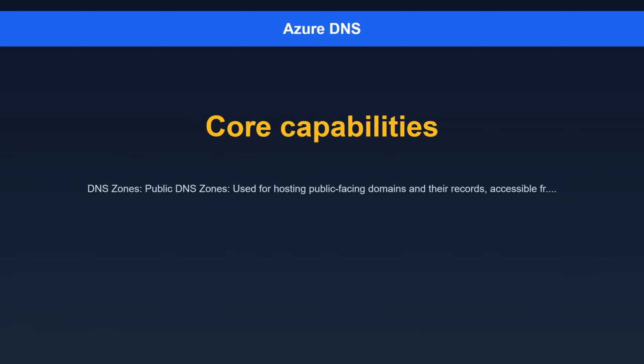DNS zones. Public DNS zones: used for hosting public-facing domains and their records, accessible from the internet. Private DNS zones: used for name resolution within Azure Virtual Networks and connected on-premises networks, not accessible from the internet. Record sets: collections of records with the same name and type. Azure DNS supports various record types. A (Address) records map a domain name to an IPv4 address.